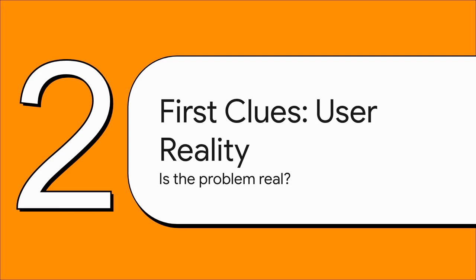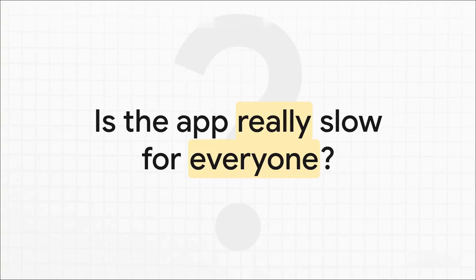Before we go pointing fingers and pulling servers apart, a good detective always verifies the report. Is this a real, widespread problem? Or is it maybe just one person with a spotty Wi-Fi connection? We have to get the facts straight first. This is question number 1, and it's a biggie. Is the app really slow for everyone?